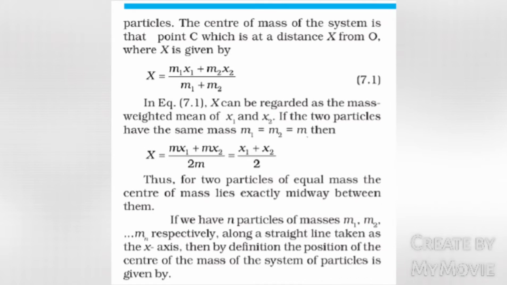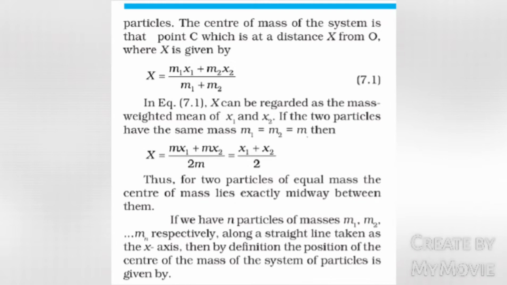If the two particles have the same mass, m1 equals m2 equals m, then x equals (m x1 plus m x2) by 2m, which equals (x1 plus x2) by 2. Thus, for two particles of equal mass, the center of mass lies exactly midway between them.